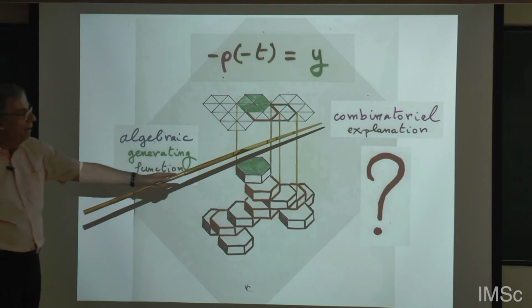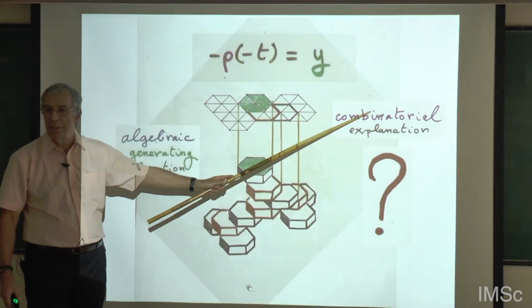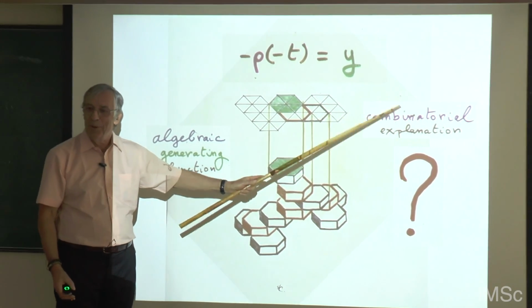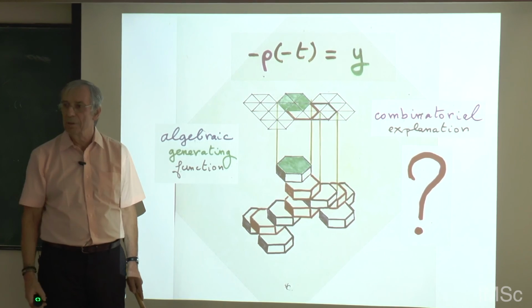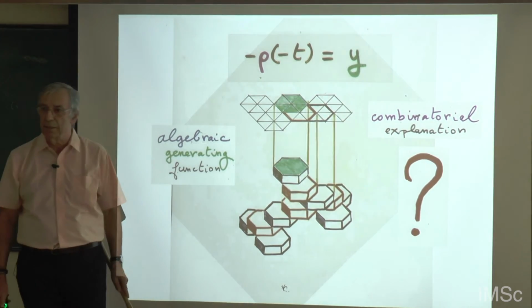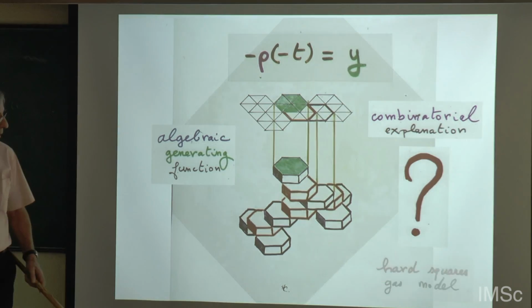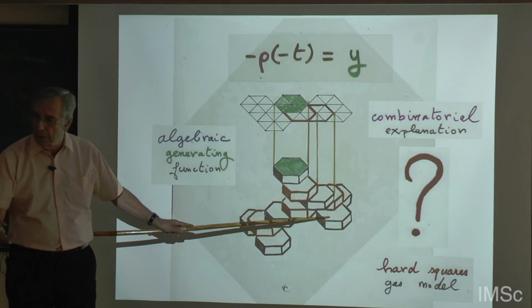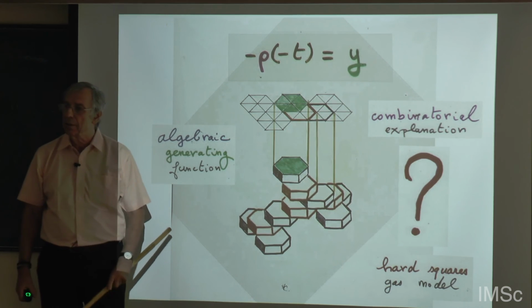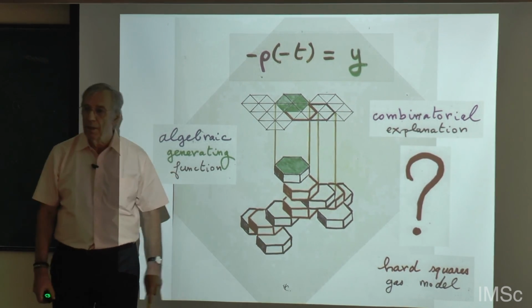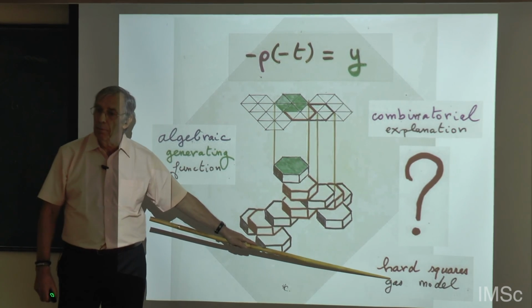So nobody has found any combinatorial explanation. Why is there a Rogers-Ramanujan identity? Where is the Q? Find a combinatorial proof directly that this is an algebraic generating function. And the interest for finding such a combinatorial proof is that if you replace the hexagonal lattice by the square lattice, so you take heaps of squares, then this is called the hard square model, and this is a totally open problem.